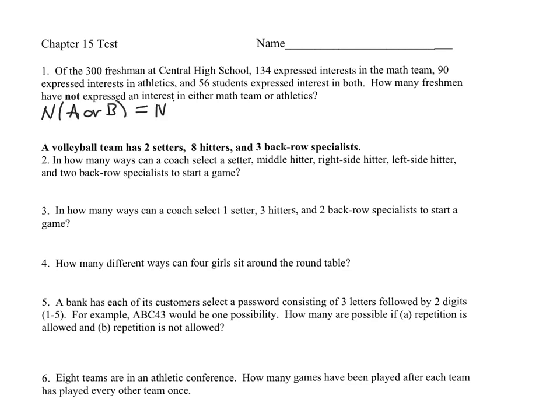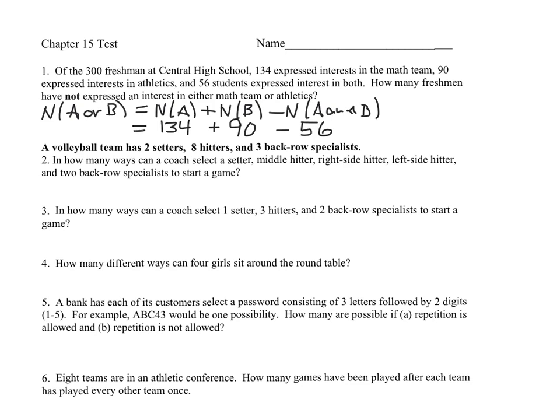will equal the number in A plus the number in B minus the number in the intersection, or A and B. So in this situation, we'll let the math team be A. So there's 134 people in math. There are 90 in athletics. There are 56 in both.